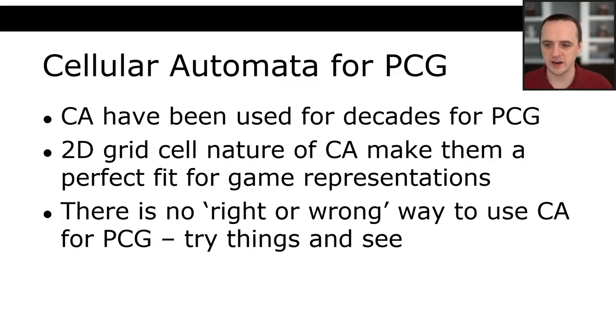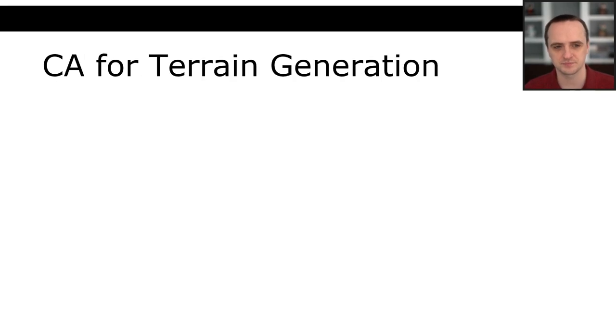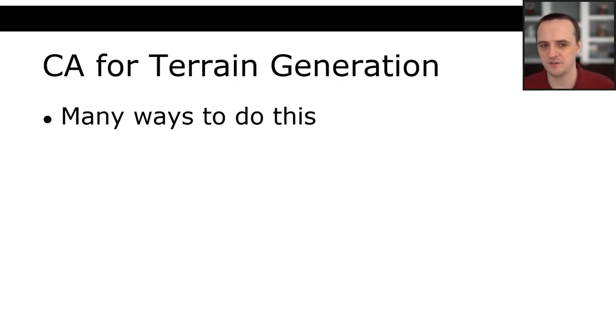There's no right or wrong way to use a CA for PCG. Just try things, go out, make your own rules, tweak the settings, etc. But what we're going to do is look at one way that we can use a CA to generate a cave-like 2D terrain for game maps. This is what you're going to use in assignment 3 to generate levels for your PCG assignment. Okay, so CA for terrain generation.